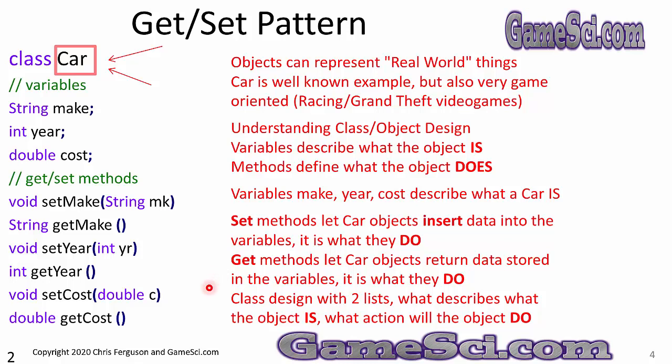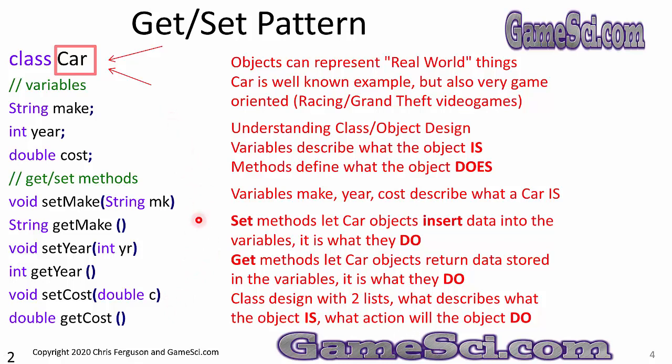It's what they do. When I'm designing a class like car, I often start with two lists. One list describes what the object is. That's the information I want to store in the class. That is my list of variables. The second list I write when designing a class is what actions the object will do. The actions that I want the class or object to do, that is the list of methods I need to write for my class.